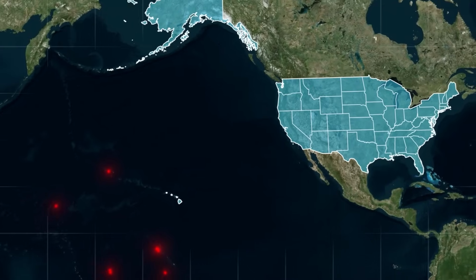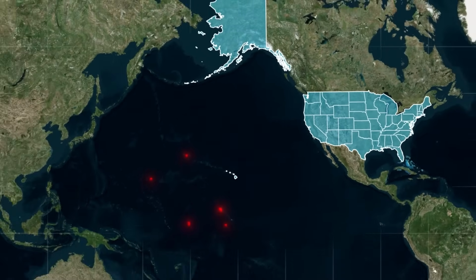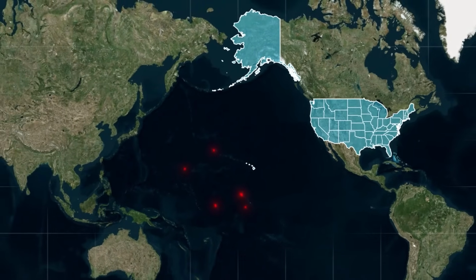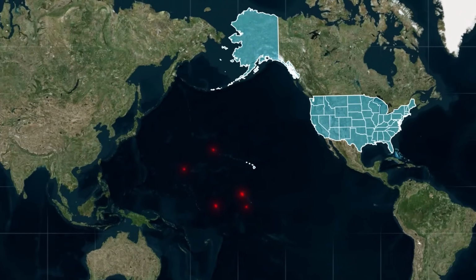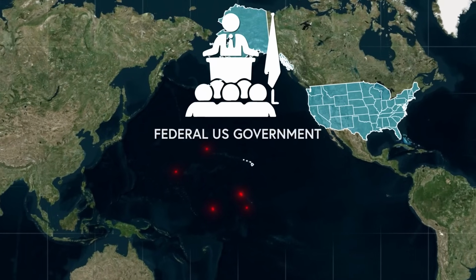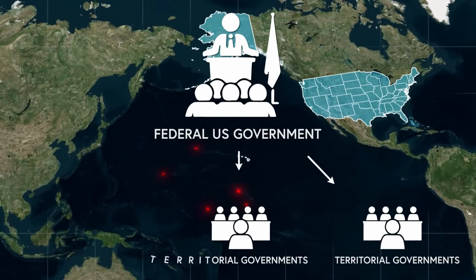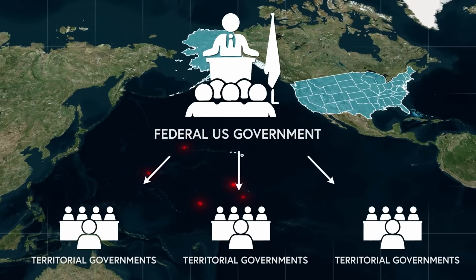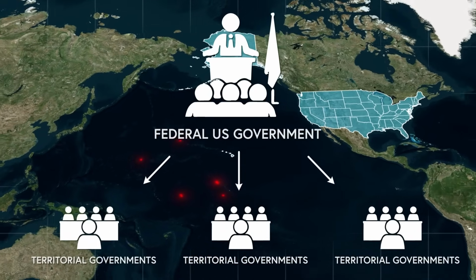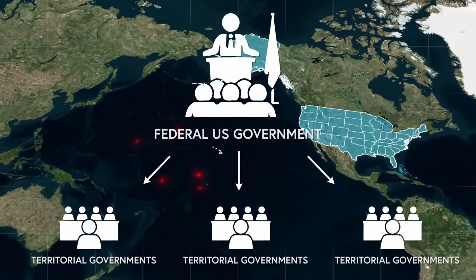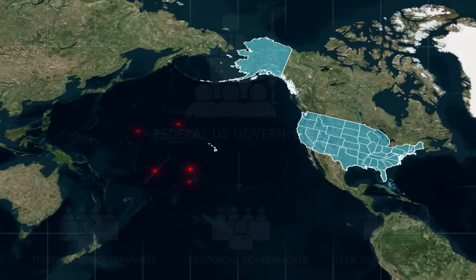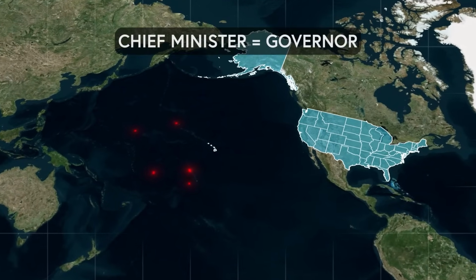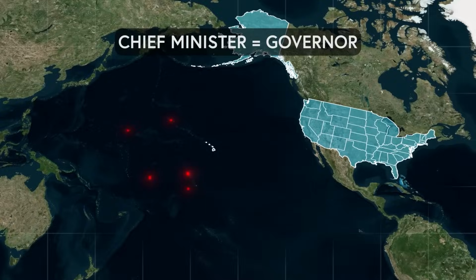All U.S. land that is not part of a state is considered a U.S. territory. These territories are directly controlled by the federal U.S. government, but territories are permitted to establish their own territorial governments in order to govern local affairs, though this power is far more limited than in state governments. The chief minister of a territorial government is usually called a governor.